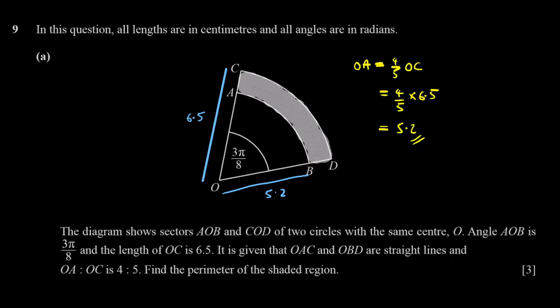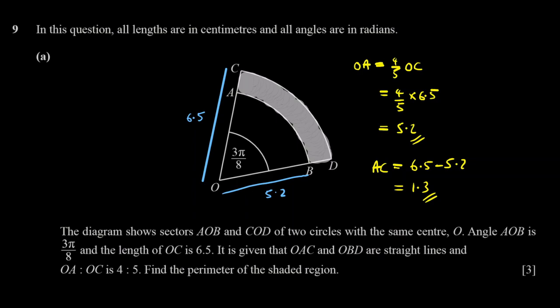How are we going to find the perimeter of the shaded region? Well, we need to find this length here, BD, which is the same as AC, and we also want to find this arc length here and this arc length here. The length AC is going to be quite easy because that's going to be our 6.5 minus 5.2. So AC is going to be this length here minus this length here, 6.5 minus 5.2, and that's going to be equal to 1.3.